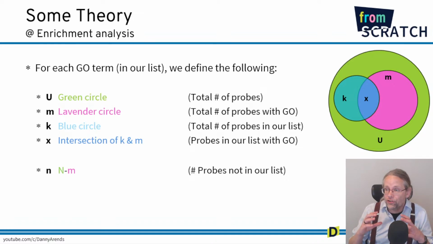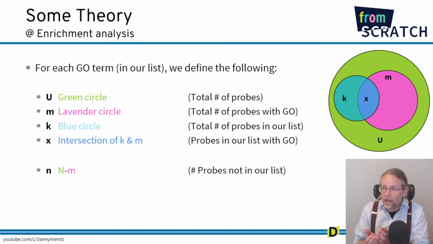I just define a set. In our case it's around 20 or 30 genes which are differentially expressed. And I now want to compare if any of the annotations within this group of 30 is different from the whole microarray. So first is U. U is the total number of probes.